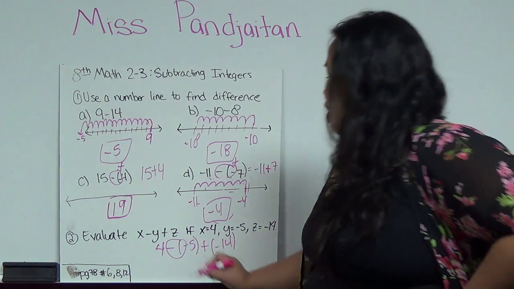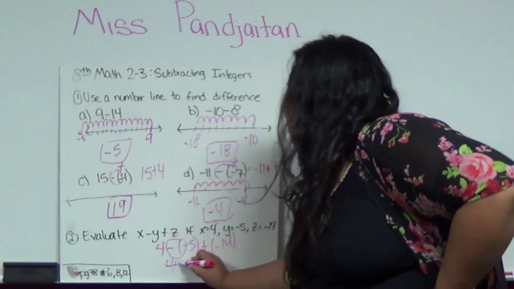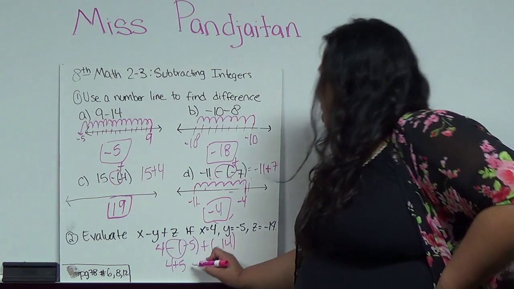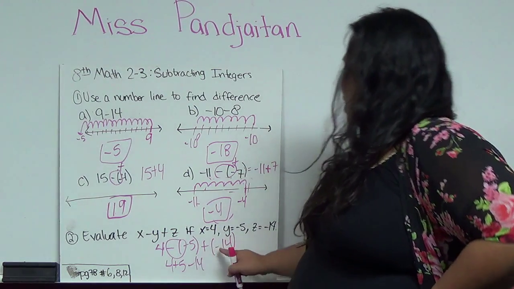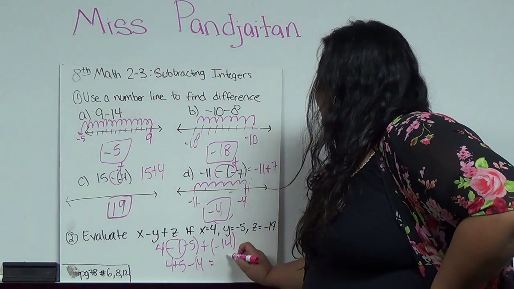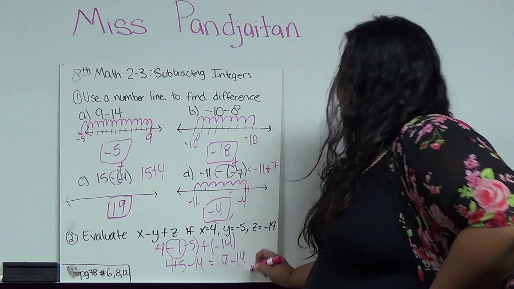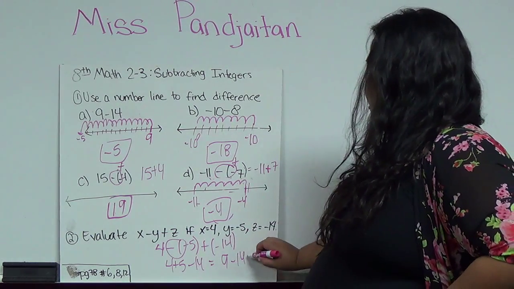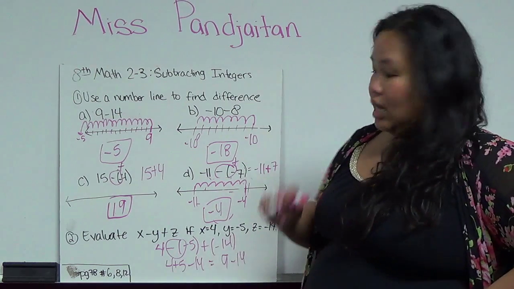A positive, right? So I end up with 4 plus 5, and this plus minus 14 is the same thing as saying minus 14 because that negative trumps that positive. So 4 plus 5 is 9, minus 14. This is work that I would like to see because I need to see your thought process. These are when we make the small mistakes.